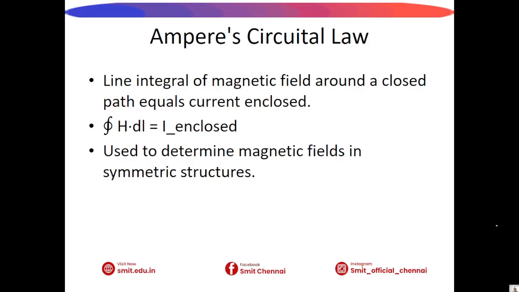Ampere's circuit law relates magnetic fields to the current producing them. It states that the integral of magnetic field intensity around a closed path is equal to the current enclosed by that path. Mathematically, the closed integral of H · dl is equal to I enclosed. This law is especially useful when dealing with symmetrical structures such as long straight conductors, solenoids and toroids. Using Ampere's law, we can determine magnetic field intensity without performing complex integrations. The law plays a role similar to Gauss's law in electrostatics.